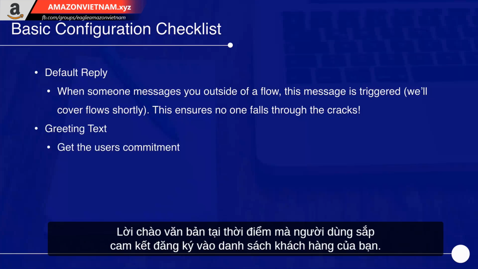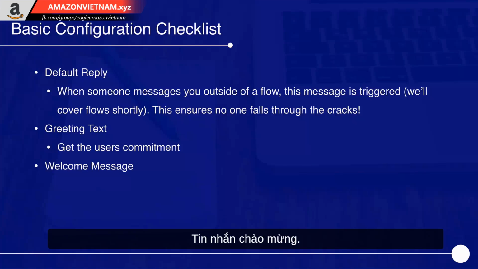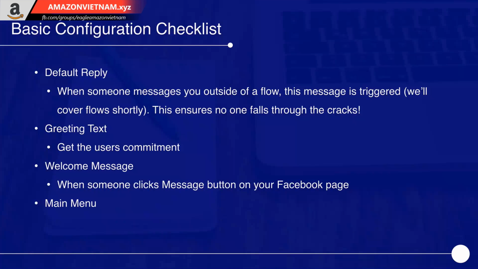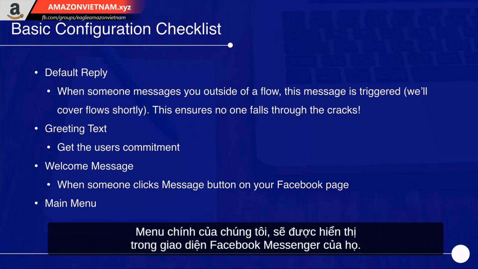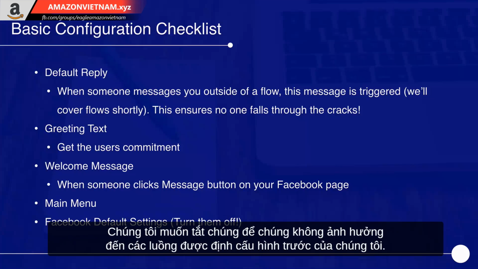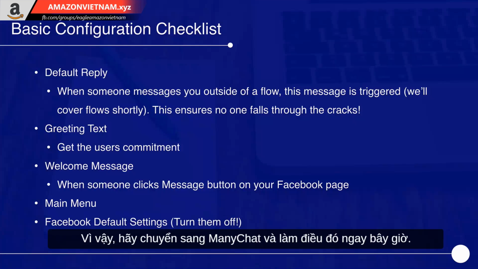The greeting text. At the point that the user is about to commit to subscribing to your customer list, this is where we can get them off the fence and do everything possible to get them to commit to that subscription. The welcome message. When someone clicks the message button on your Facebook page, we will present them with the welcome message and a number of options. A main menu, which will be presented within their Facebook Messenger interface. And finally, Facebook's default settings. We want to turn them off so that they don't interfere with our pre-configured flows within Manychat. So let's jump over into Manychat and do that right now.